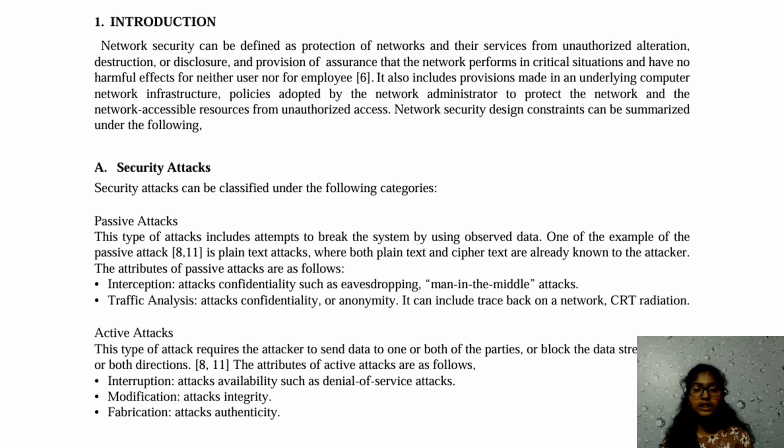For example, we can take interruption and also modification. Interruption is an attack where, when a program is running, if we get an error, that is called interruption. In this, we get a DoS attack, that is denial of service attack, which affects availability. And modification is nothing but altering the data to compromise integrity. Fabrication can also be taken as an example of active attacks, which means faking messages to deceive the users.